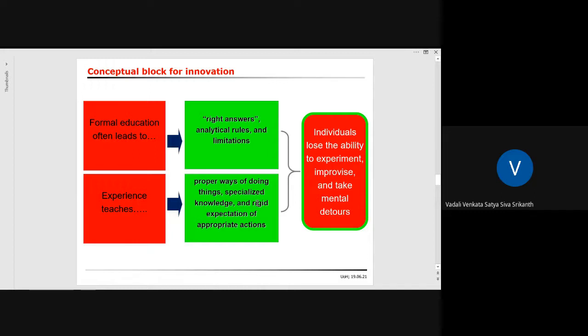Formal education often leads to right answers, yes, no doubt, analytical rules and regulations, and of course the limitations. Experience teaches proper ways of doing things, yes. You will have specialized knowledge, sometimes over-specialization. Rigid expectations: you have to do this, you have to succeed, you have to get this by the end of today, something like that. Whoever participates in this, without knowing that they are in this block, loses the ability to experiment, the ability to improvise, and also the ability to take mental detours. They are not free in their mind.